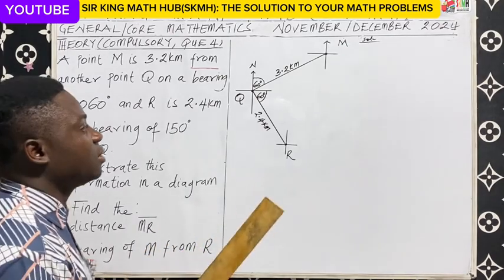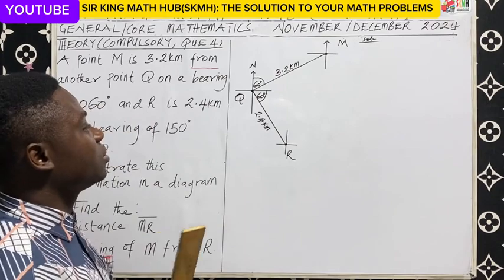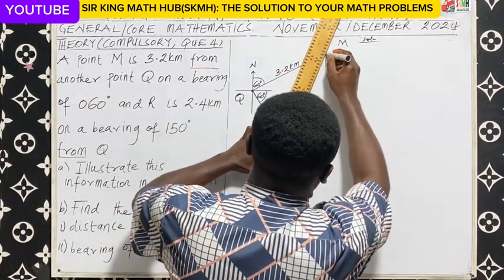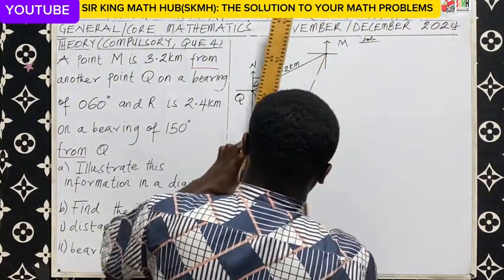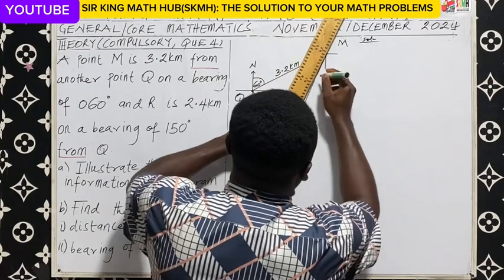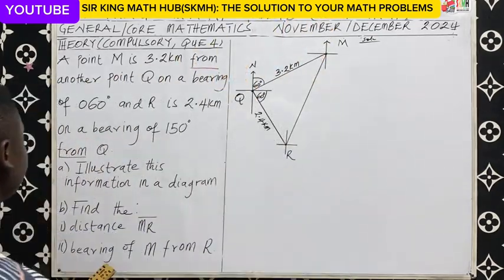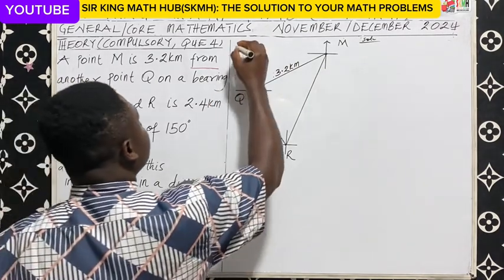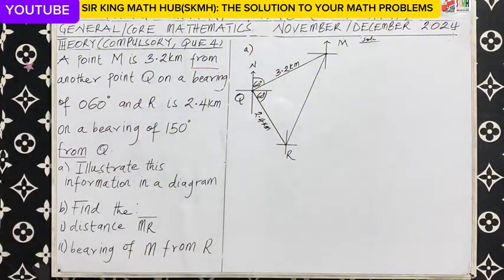So as you can see, we are getting a triangle. So how then do we get a triangle? By joining these 2 points. So that is the A part of the question. We have to illustrate this information in a diagram. So that is what we have done.